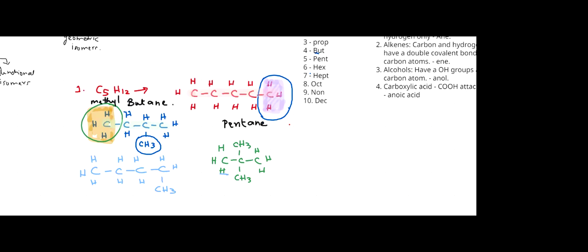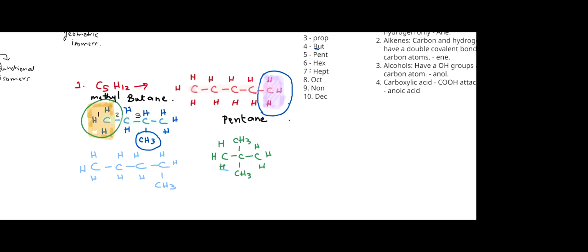Okay. Let's start from the left hand side. If I start from the left hand side, this is carbon number 1. This is carbon number 2. This is carbon number 3. And this is carbon number 4. If I do the numbering from the right hand side, this is carbon number 1, this is carbon number 2, this is carbon number 3, and this is carbon number 4.